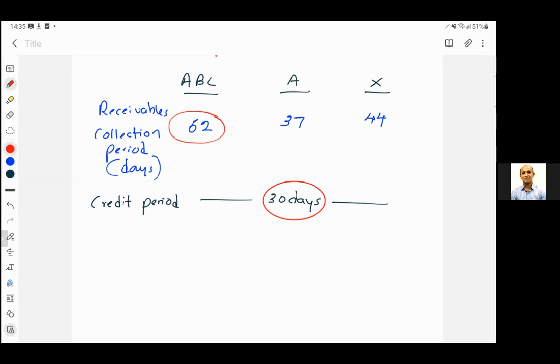So this is another indication that you have a higher collection risk. Your company has a higher collection risk compared to competitors. Your collection period is higher than competitors. So your company has higher collection risk compared to competitors.